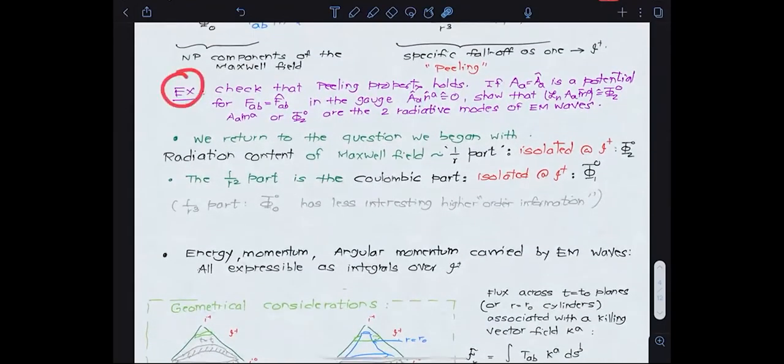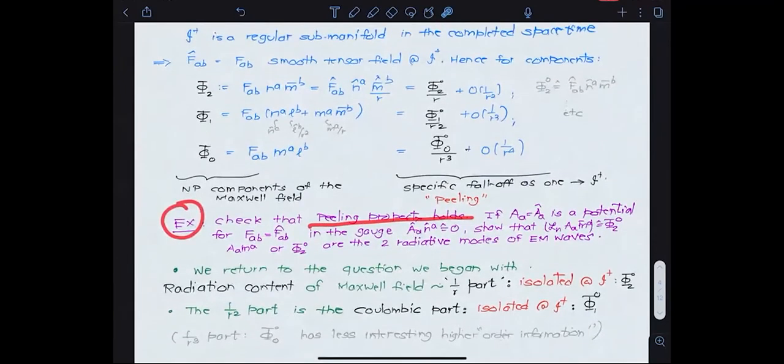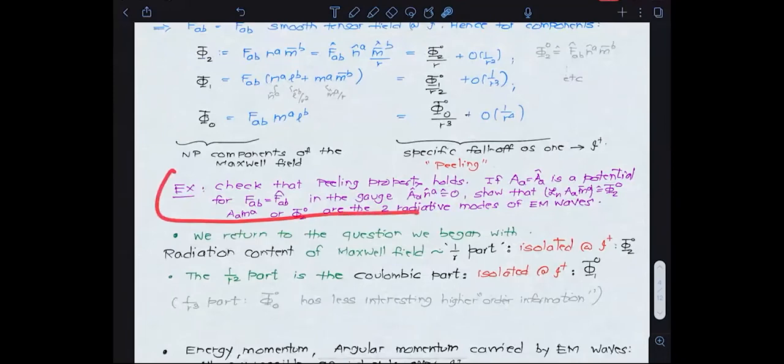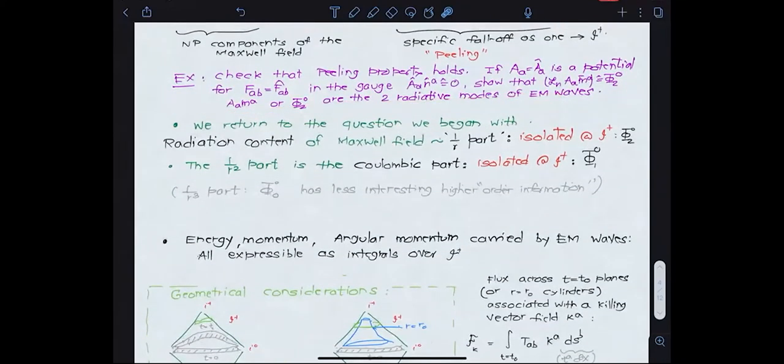So there's an exercise here. The exercise is really for you to check that the peeling property holds. We know this is well defined, so all you have to do is to substitute n and m bar in terms of the conformally rescaled fields, which are well defined, and that will tell you how this component falls off. It falls off as something which is well defined at r equal to infinity, upon r. This falls like something which is well defined at r equal to infinity, upon r squared, etc. So this is your second exercise, to check that this peeling property holds.